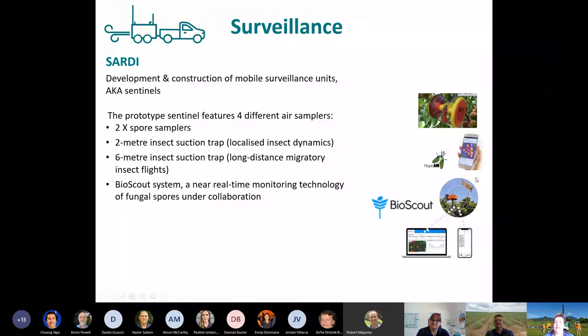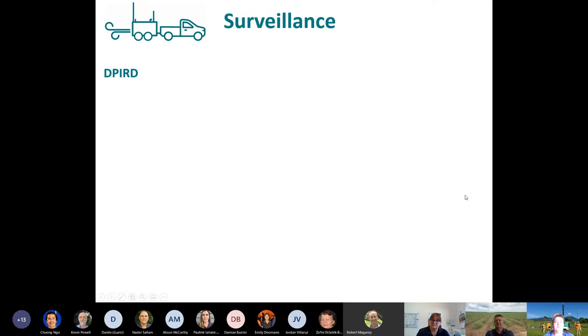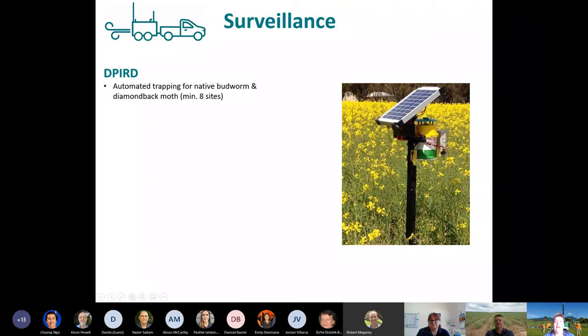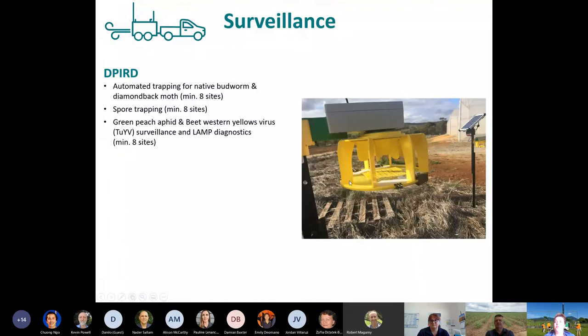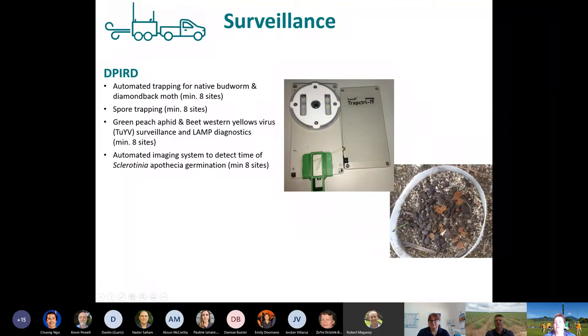Looking at some of the surveillance technologies that DPIRD are developing, they are also looking at these lure trap devices and how they can automate the reporting of moths captured. So their focus is on native budworm and diamondback moth. And they are distributing these across Western Australia's grain belt. They are also looking at spore trapping and different ways of monitoring green peach aphid and whether or not they are vectoring beet western yellows virus using LAMP diagnostics in field. And they're also looking at developing an automated imaging system for apothecia germination of sclerotinia. And again, all of these traps are distributed across that Western Australian grain belt.